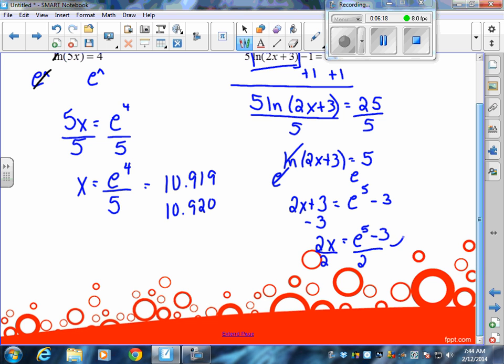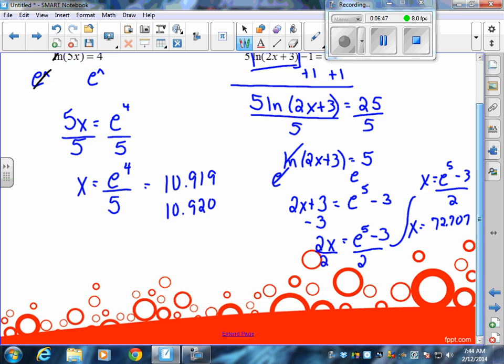So if you're not allowed to have your calculator, you would leave your answer as e to the 5th minus 3 over 2. Or we can get our calculator and do e to the 5th, you might want to push enter there, minus 3, push enter, and then divided by 2. And I'm getting that x is 72.707 if I round to 3 decimal places.